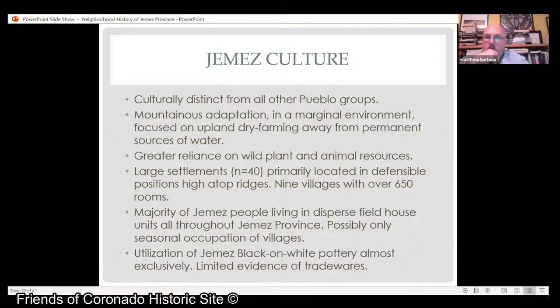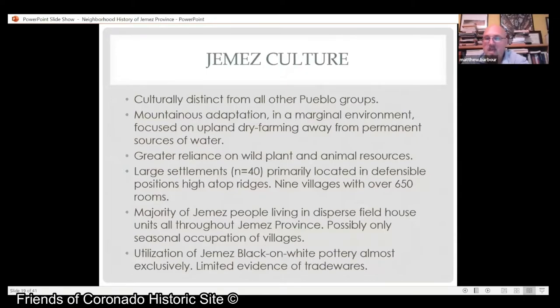But the majority of people in their day-to-day lives probably lived in field house units. And we're going to look at images of what all these things look like in a second. All throughout Jemez province. I know Pueblo means village, and Jemez does not mean suburb, but the reality is their lifeways were probably closer to suburb living than to village living, per se, most of the year. And possibly there was only seasonal occupation, while the villages were largely occupied.